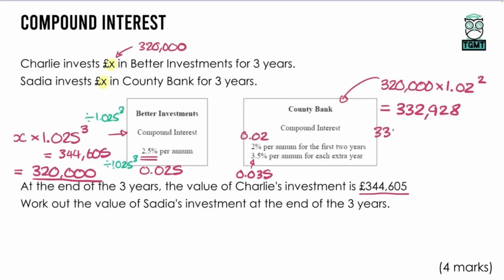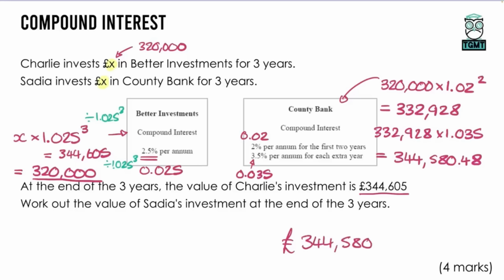So we're going to do 332,928 times 1.035 this time for the 3.5%. We don't need to put a power with that because this is the 3rd year. So I can just press times 1.035 and I get my final answer, which is £344,580.48. And there we go, that's our final answer. At the end of 3 years, Sadia would have £344,580.48.